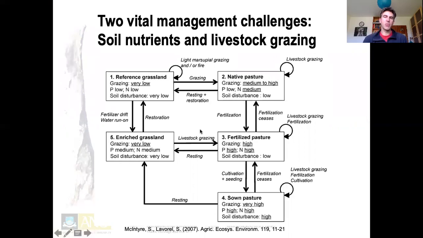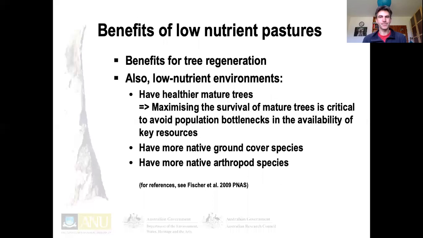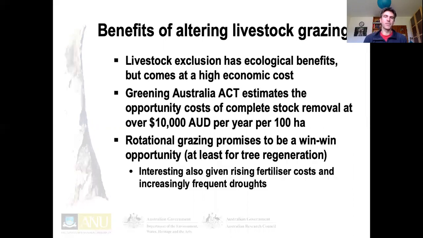So we won't go through this in detail, but basically if you want to restore a site or look at the ecosystem state here, it's essentially the grazing regime and the nutrient regime. Those together shape what biodiversity you have in any given part of southeastern Australian rangelands or grazing lands. So there are lots of benefits of lower nutrient pastures. There are benefits for tree regeneration. There are also benefits for healthier mature trees. There are more ground cover species typically associated with low nutrient pastures, and there are more arthropod species.